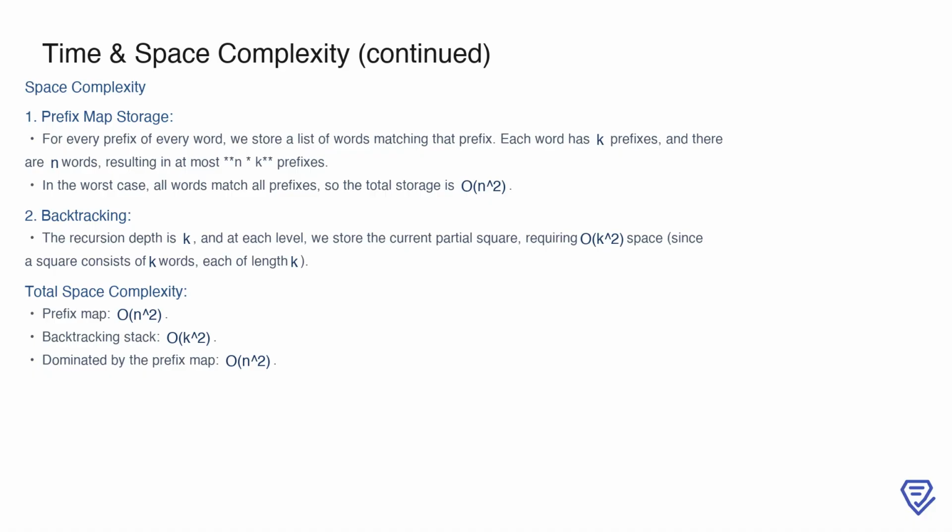Next, let's evaluate the space complexity. First, consider the prefix map. For every prefix of every word, we store a list of words that match that prefix. Since each word has k prefixes, and there are n words, the total number of prefixes is at most n*k. In the worst-case scenario, where all words match all prefixes, the total storage required for the prefix map is O(n squared). For the backtracking process, the recursion depth is k, and at each level, we store the current partial square. Since a square consists of k words, each of length k, this requires O(k squared) space. When combining these, the total space complexity is dominated by the prefix map, resulting in O(n squared).